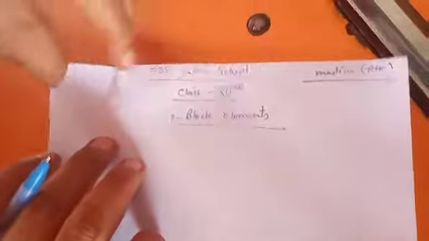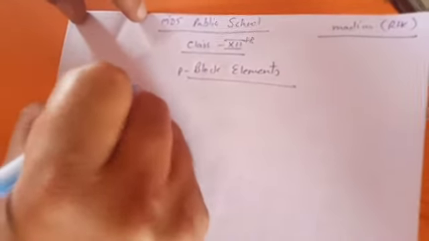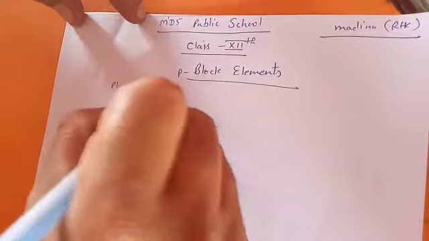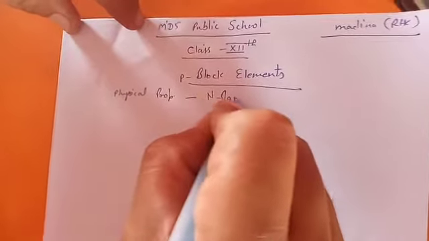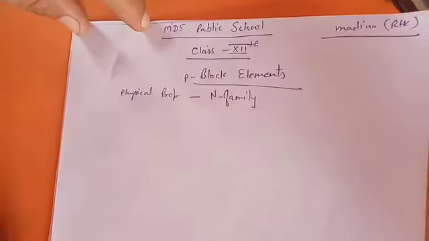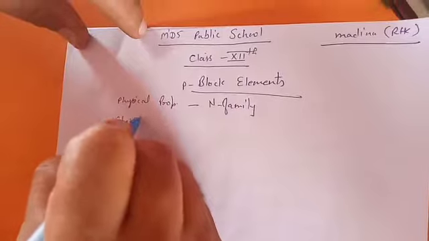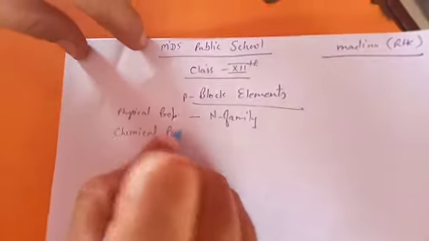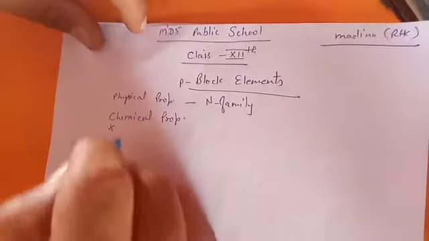In the previous lecture of the p block elements, we have already studied the physical properties of the nitrogen family. Today we will start our topic with the chemical properties. I am again listing the various chemical properties we have to study.